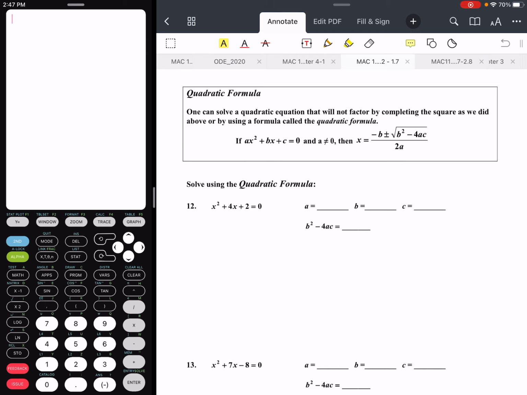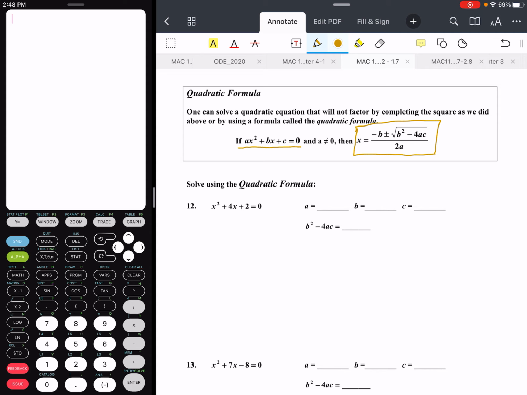In this section, we'll use yet another technique to solve quadratic equations, and this one's called the quadratic formula. You guys are probably already familiar with this. So if you have a quadratic equation of the form ax squared plus bx plus c equals 0, and a does not equal 0, meaning it's actually a quadratic equation with an x squared term, then x equals negative b plus or minus square root of b squared minus 4ac over 2a. So this is your guy.